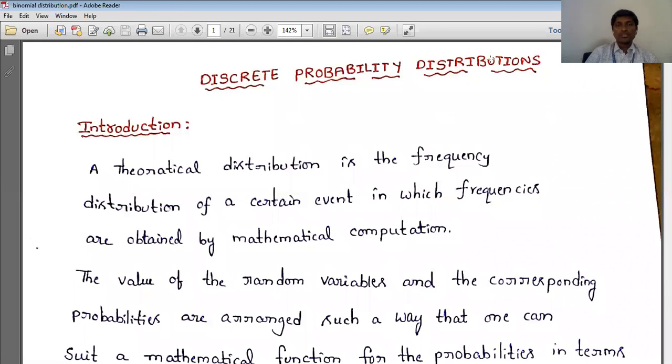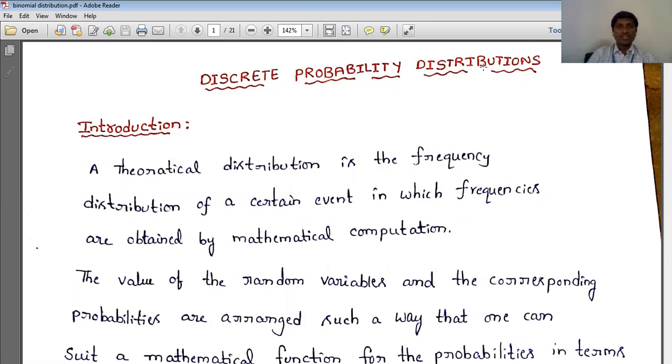Today we are going to discuss discrete probability distributions. This is your second unit. In the first unit, basic probability, we learned random variables also. In that particularly we learned what is meant by random experiment, sample space, event and definition of probability, addition theorem, multiplication theorem, and next Bayes theorem, conditional events, conditional probability.